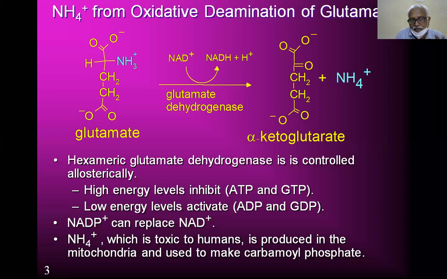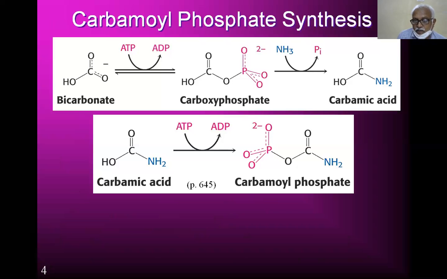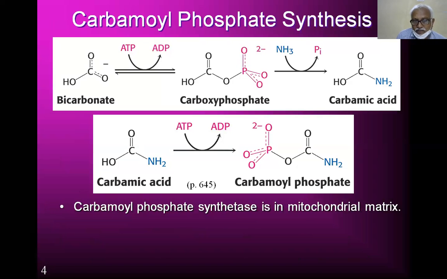So this is the area where you wonder whether it is God or Mother Nature that is helping us save the human race from getting annihilated. The NH4 ion, which is toxic to humans, is produced in the mitochondria and used to make carbamoyl phosphate. Mitochondria is salvaging the human race, maternal mitochondria, remember. Carbamoyl phosphate synthetase is in the mitochondrial matrix. If mitochondrial acquired diseases are there, the problems will be more, about which we are going to read.